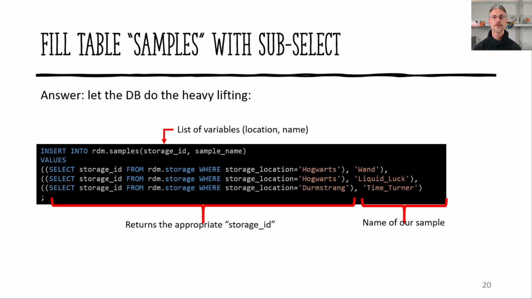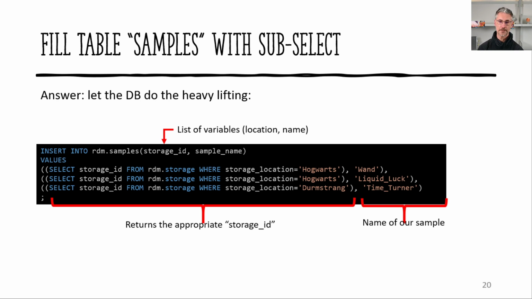The answer is, let the database do it. So we INSERT INTO the samples table the storage ID, but we need to retrieve that, and the sample name. Remember again, last update will be filled automatically. Now, how do we get those? We need to find out the storage ID. Remember earlier how we can retrieve information? That's done with the SELECT statement.